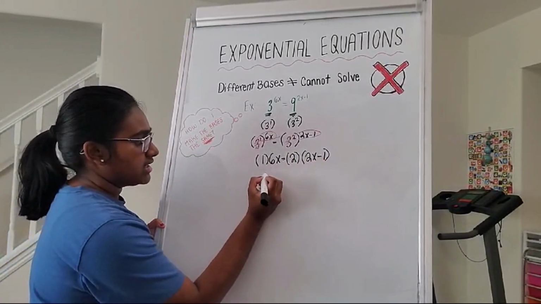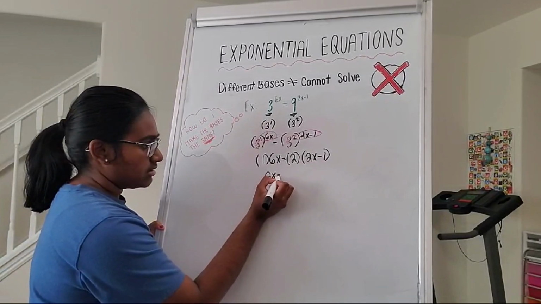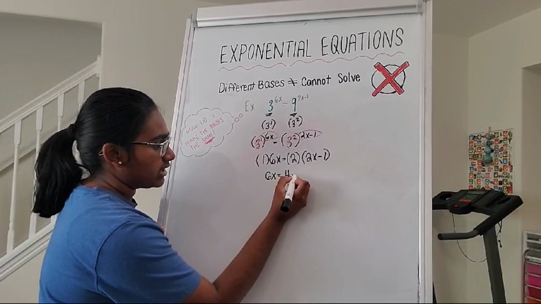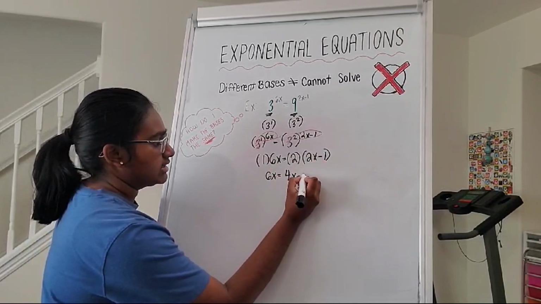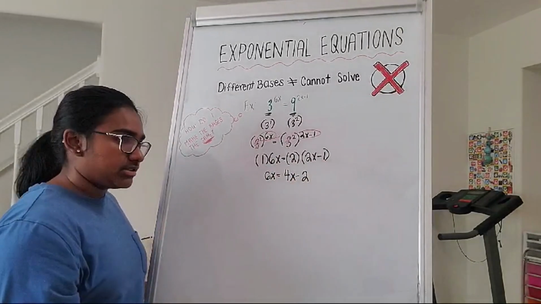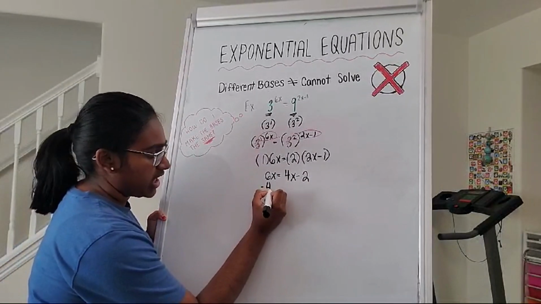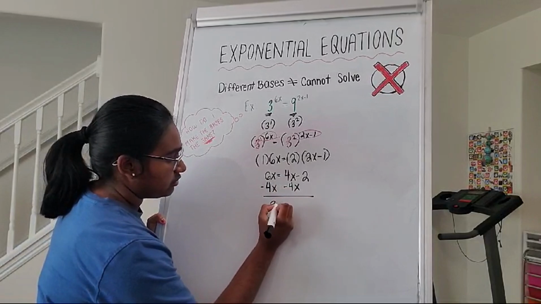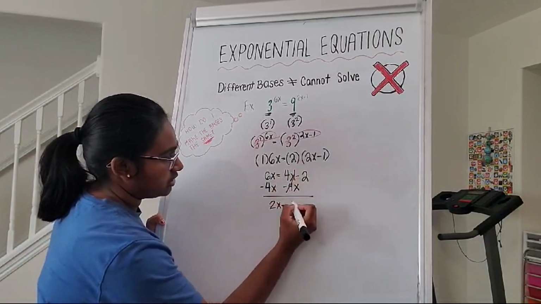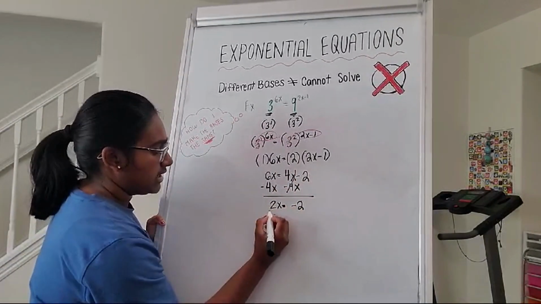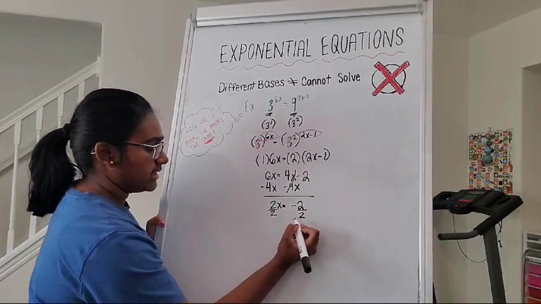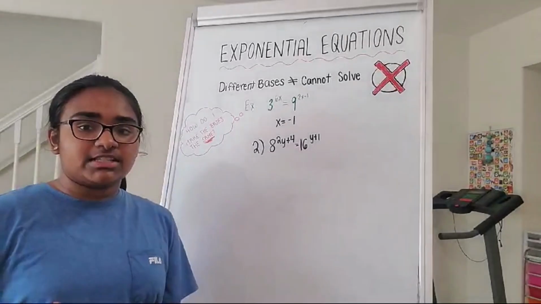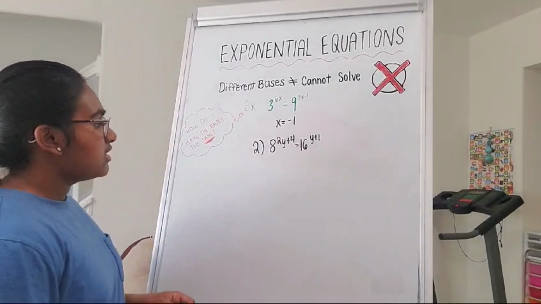So 1 times 6x is just 6x. And then we can distribute the 2 times 2x, 4x, minus 2 times negative 1, that's negative 2. And now using simple algebra, we can just subtract 4x from both sides of the equation, so that 2x is equal to negative 2. And now we can divide both sides by negative 2, and then we get negative 1. Now that we got our first answer, let's go to the second question.